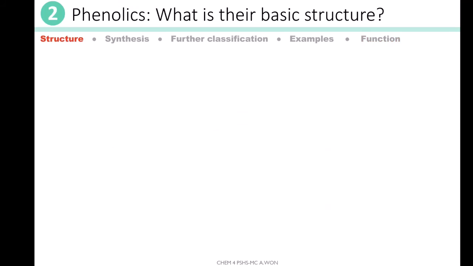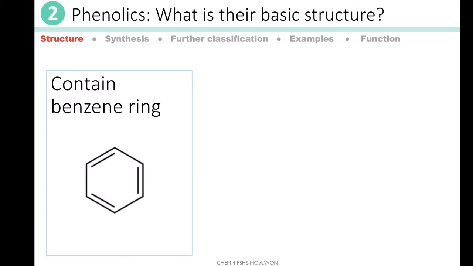Okay, so next, now let's go to phenolics. Now, what is their basic structure? From the name itself, they suggest the presence of phenols, okay, which you will see later. But for a more generic structure, basta may benzene ring dun sa metabolite, it is considered a phenolic.